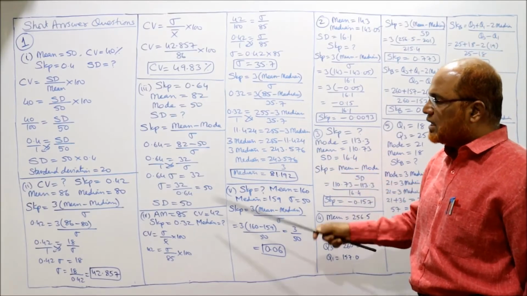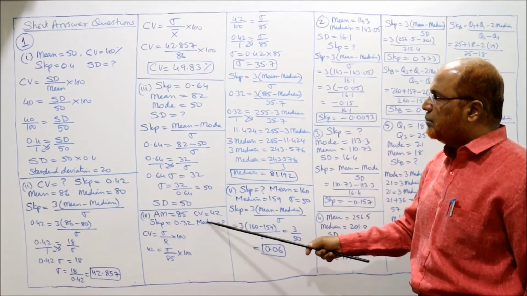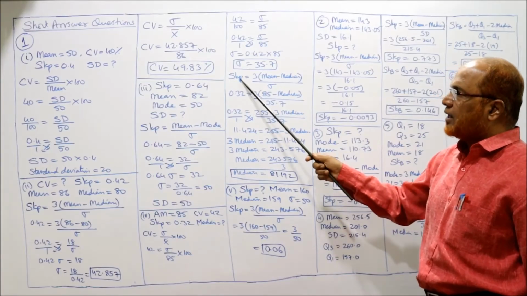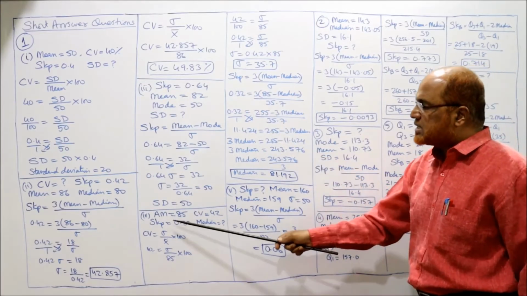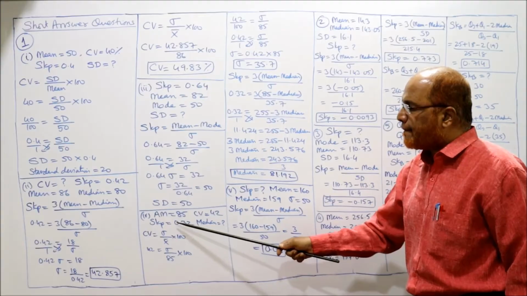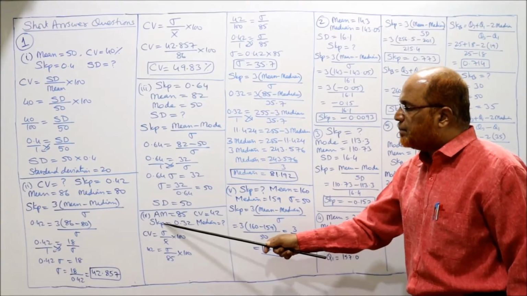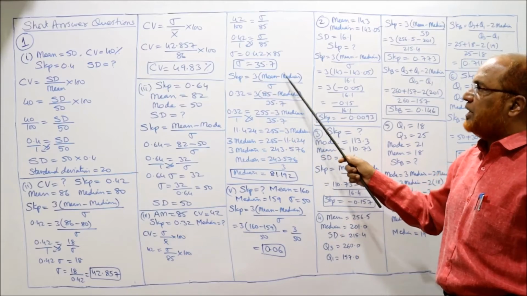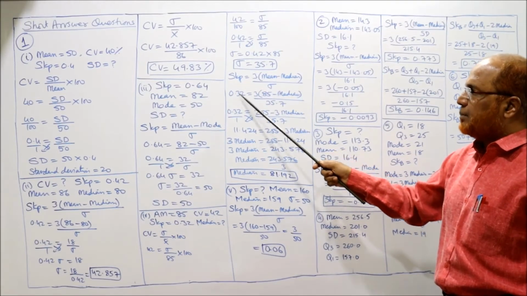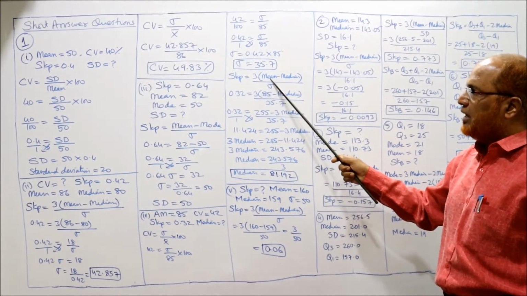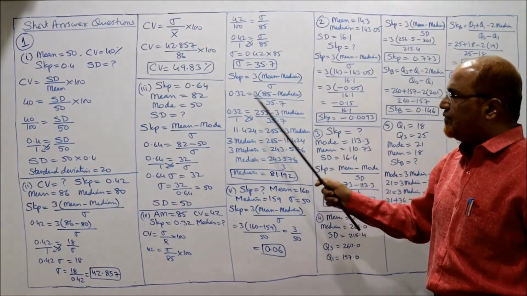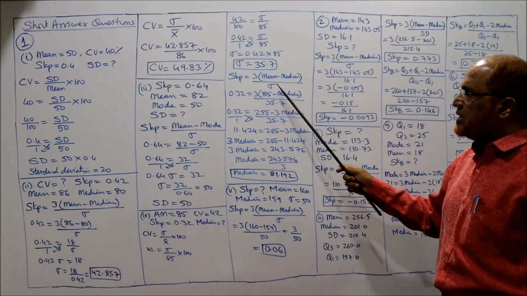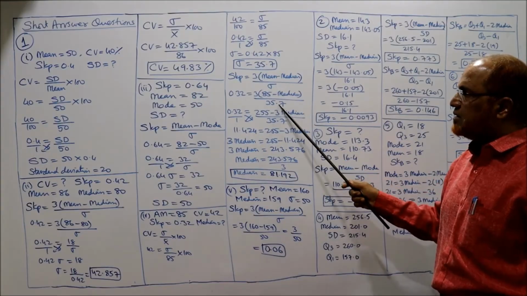So we got only sigma, but ultimately we have to find out median. So now we apply the SKP formula, because SKP is given in the problem. That's why by using this SKP, I am going to find out median. So SKP is equal to 3 into mean minus median by sigma. SKP 0.32, 3 into mean. Mean value is given in the problem, 85. Median we don't have. Sigma just now we have calculated.